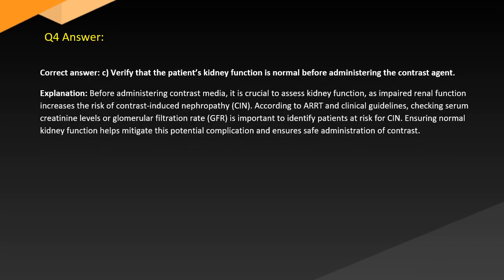Answer. Correct answer: C. Verify that the patient's kidney function is normal before administering the contrast agent. Explanation. Before administering contrast media, it is crucial to assess kidney function, as impaired renal function increases the risk of contrast-induced nephropathy (CIN). According to ARRT clinical guidelines, checking serum creatinine levels or glomerular filtration rate (GFR) is important to identify patients at risk of CIN. Ensuring normal kidney function helps mitigate this potential complication and ensures safe administration of contrast.